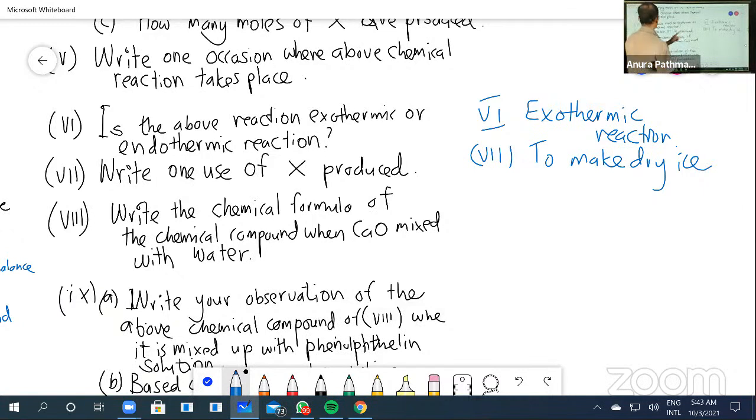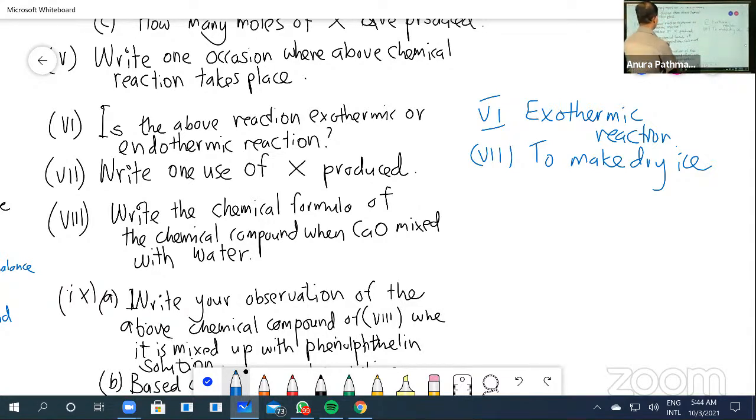Write one use of carbon dioxide produced. Excuse me, sir, can't we write usually in extinguishing fires? Yes, I told you to use it in extinguishing fire. I told you earlier. There are some more uses of carbon dioxide, such as to make dry ice. You can write one use of it.